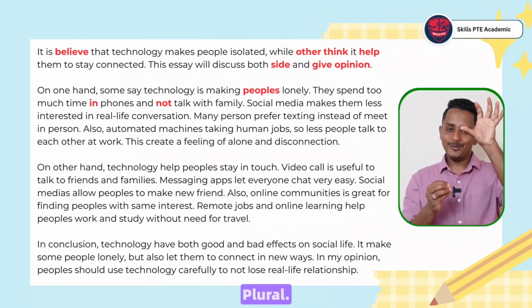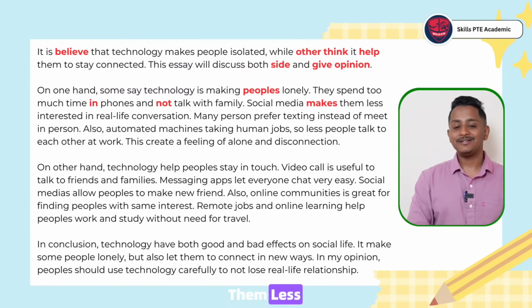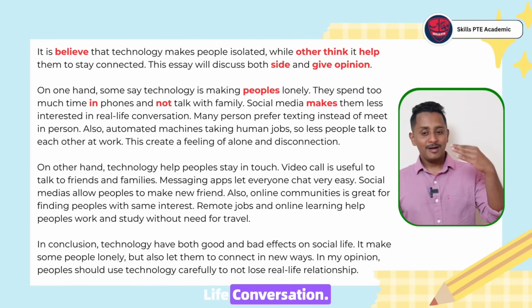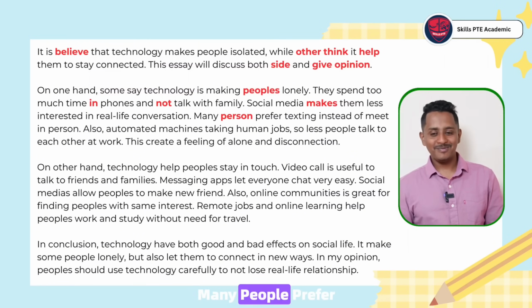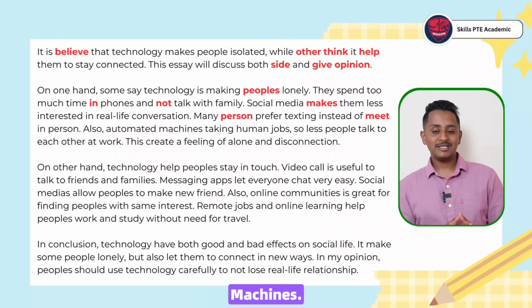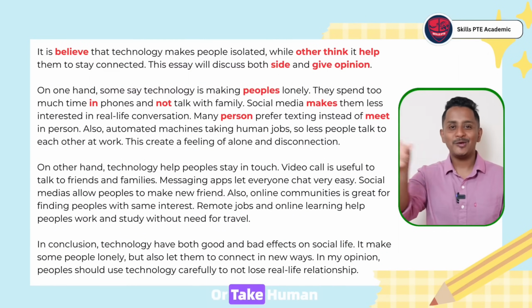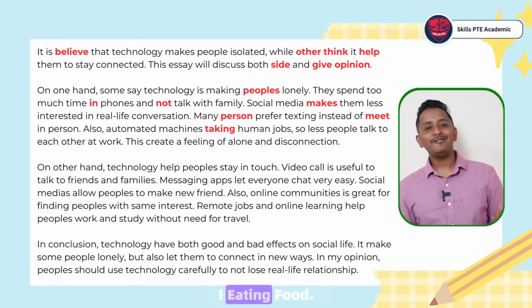Social media is a plural. They eat, not they eats. Social media make them less interested in real life conversation. Many person is wrong. Many people prefer texting instead of meeting in person. Also automated machines taking human jobs. Are taking human jobs or take human jobs. Taking human jobs is like I eating food.